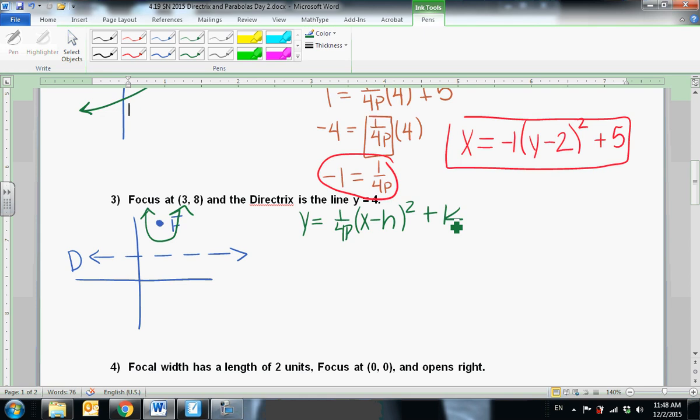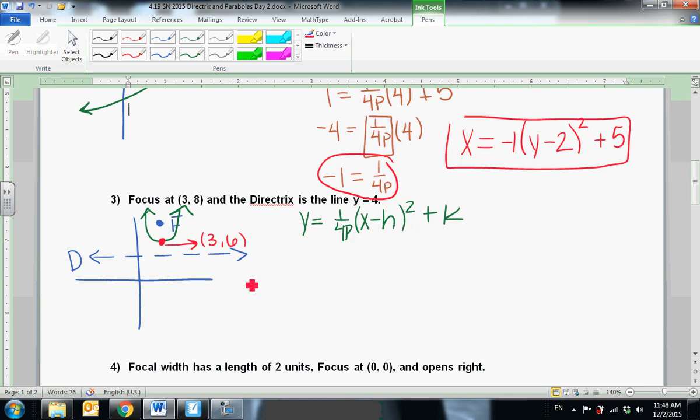What did you find first, the vertex or the p value? Vertex. Okay, and how did you find that? Between the two lines. Yeah, it's got to be right in between. So what would the point of that vertex be? 3, 6. Awesome. Everyone okay with that? It's got to be halfway in between the focus and the directrix. Okay, so that's our vertex.